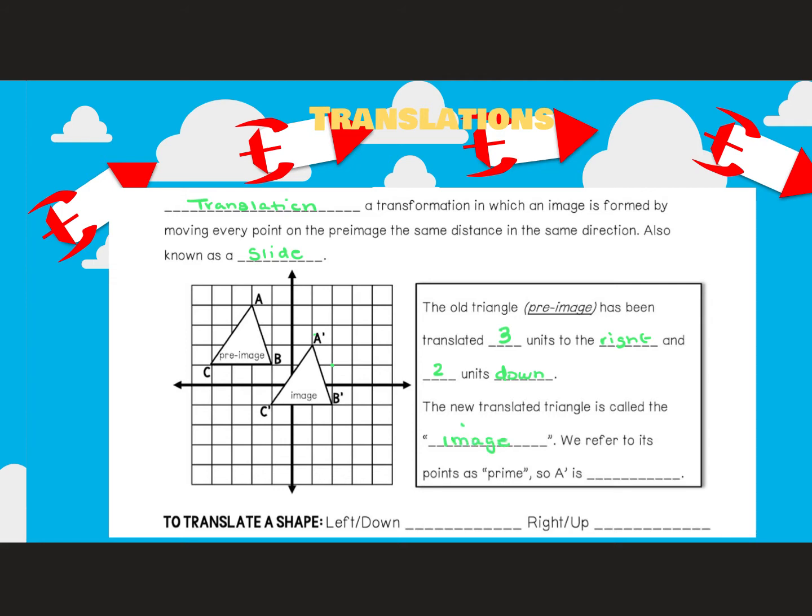All right, we refer to the points as prime, so A is A prime. We see here for our image that we have A prime, B prime, and C prime, because it lets us know that we translated those units or translated that image. To translate a shape left or down, you subtract.